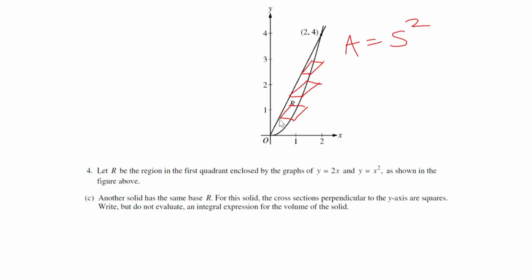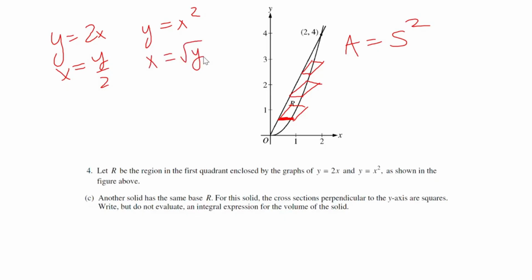And the side length is just the distance in the x direction between the two functions. It's the rightmost minus the leftmost. So we just need to figure out what those values are in terms of y. If y is 2x, then x is y over 2. And if y is x squared, then x is root y. Our rightmost function is the curve, which comes from y equals x squared. So that's going to be our x equals root y.